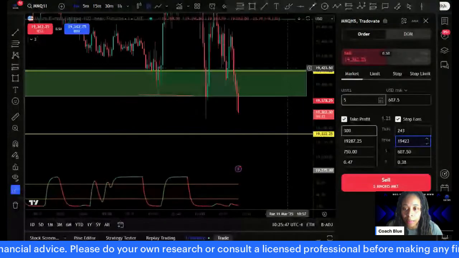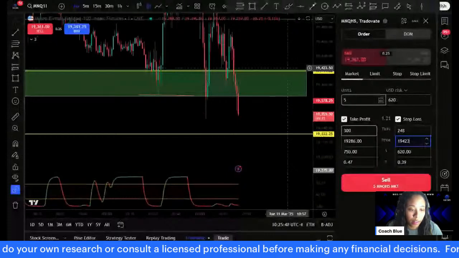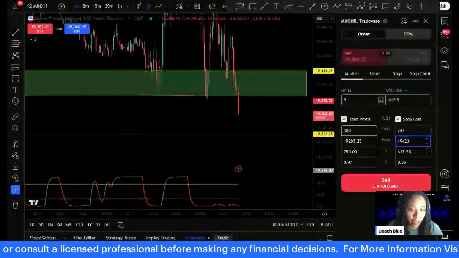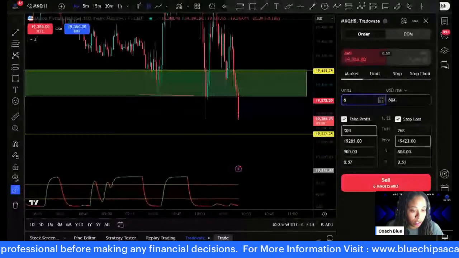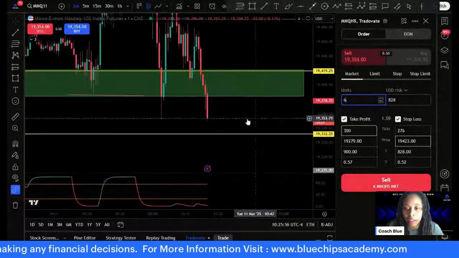Yep, that will be my stop right there. Okay, that will be my stop. So based on where I am, where price is, I could probably do 6 contracts. We'll see if we get a pullback up to that area.